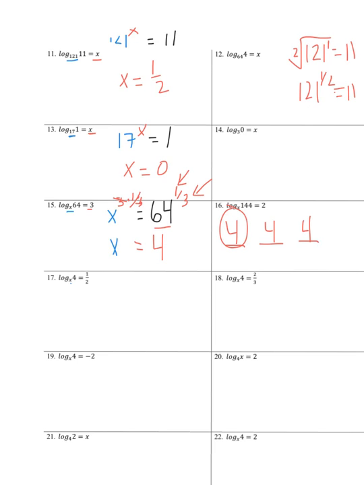For number 17, our base is x. So we have x to the exponent 1/2 is going to be equal to 4. Again, you solve it the same way as number 15. You multiply by the reciprocal of 1/2, 2 over 1. And 4 squared is 16. So x will be equal to 16. Let's circle our answers here.